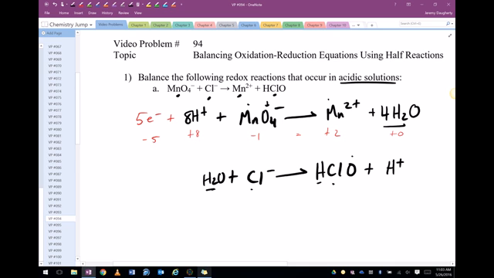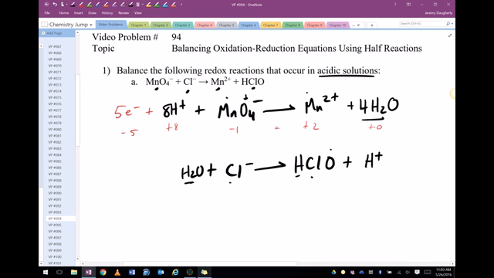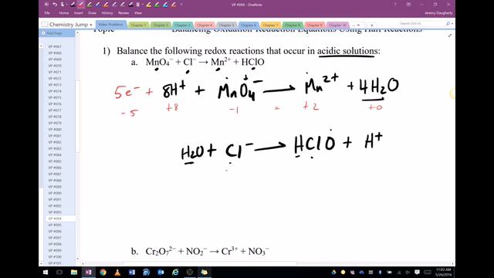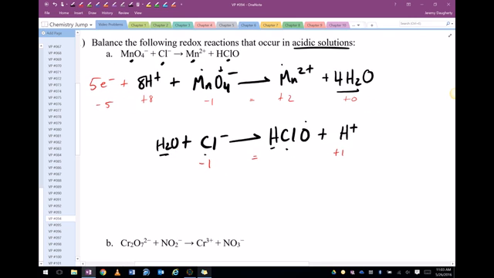Alright, so I have to add electrons to the other side here as well. Let's see. I've got a negative 1, I've got a positive 1. How am I going to make those equal? I'm going to add 2 electrons to this side. So now they're equal.